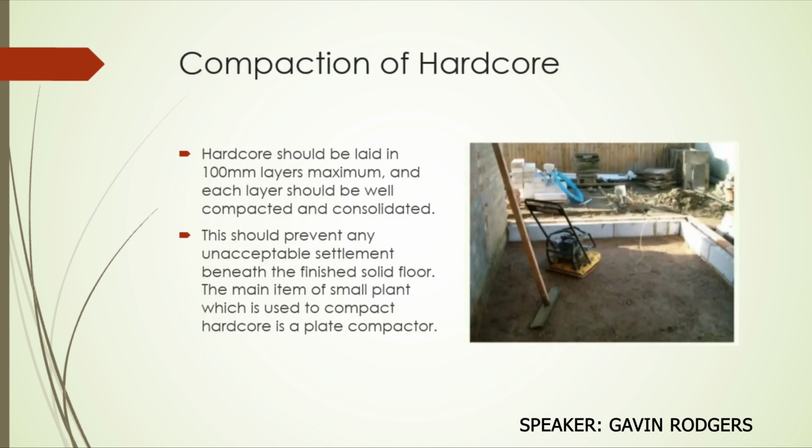So we're going to look at the components. First, the compaction of the hard core. The hard core should be laid in layers of 100 millimeters maximum, and each layer should be well compacted and consolidated. This should prevent any unacceptable settlement beneath the finished solid floor. The main item of small plant used to compact the hard core is the plate compactor. We can see a picture of it right there.